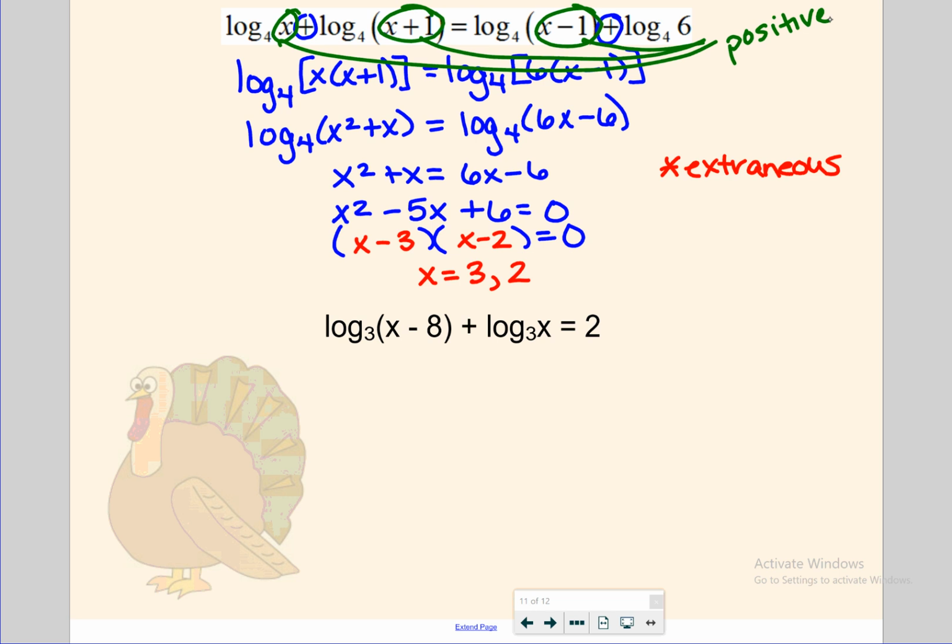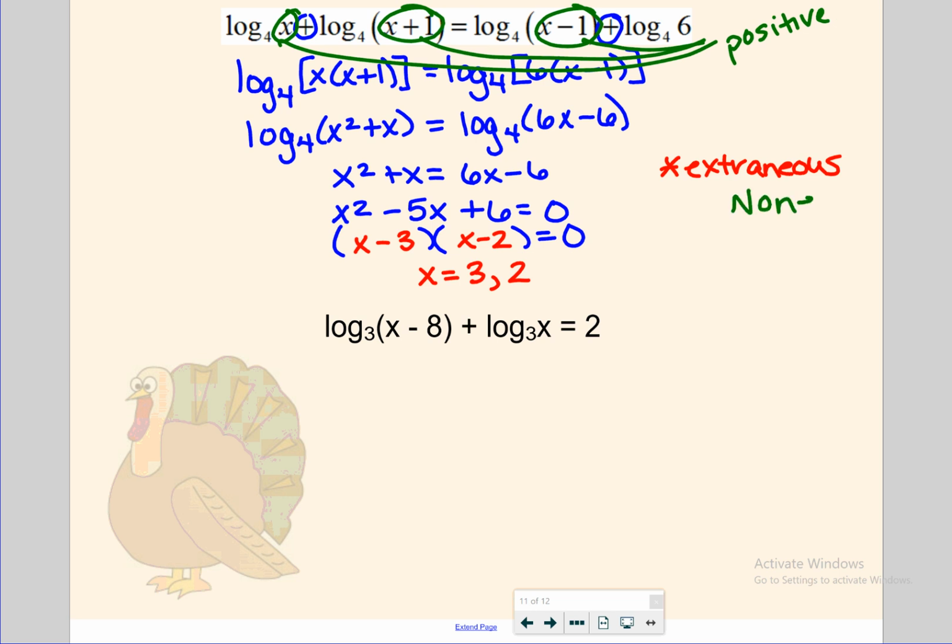So that's where you want to check. You want to make sure that if I plugged any of those x values into each of those logs, would it still be the log of a positive number? If it's the log of a negative number, it's extraneous and you throw the solution out. So if I plug 3 in, that first one's going to be positive, the second one's going to be positive, the third one's going to be positive, I'm good. 3 works. Plug 2 in, yes, yes, yes, both good. So in this problem, there are no extraneous solutions.